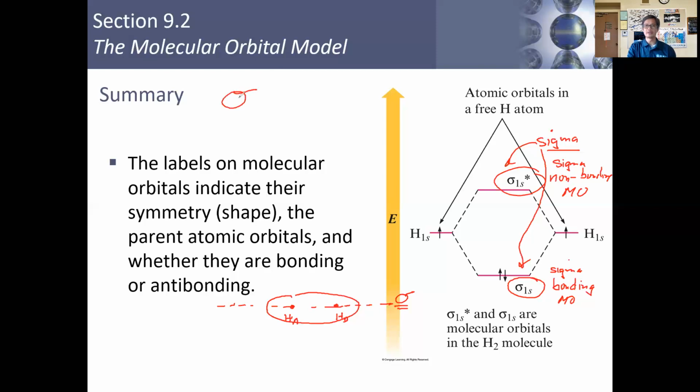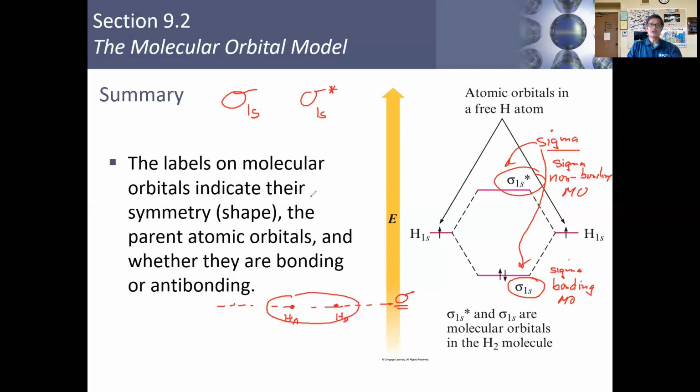So when we label the molecular orbitals, we label it with the type of molecular orbital it is, the way that it lines up, with the sigma. We indicate the atomic orbitals from which these molecular orbitals form. And then finally, we introduce this star here, and this star represents higher energy. That little asterisk represents the antibonding character of this molecular orbital.